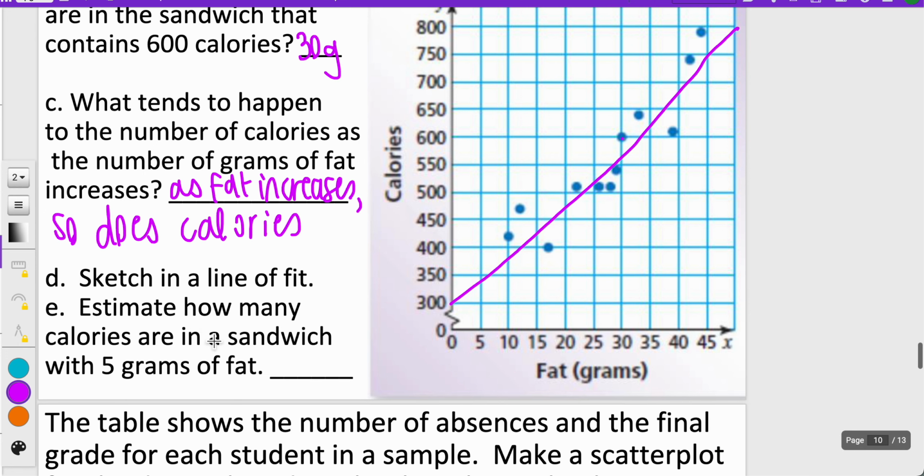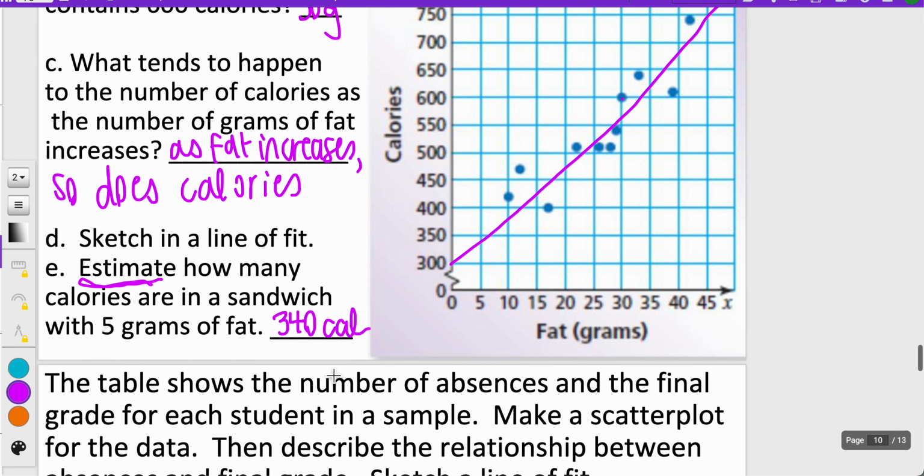So letter E says estimate how many calories are in a sandwich with 5 grams of fat. We might want to estimate somewhere between, here's 5 grams, so in between 300 and 350. It's closer to the 340 range. So we'll say like 340 calories. Okay.